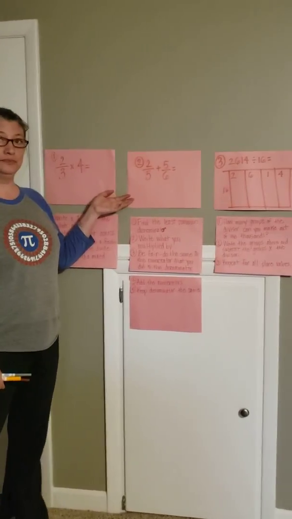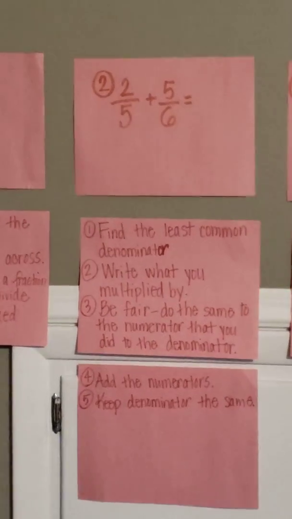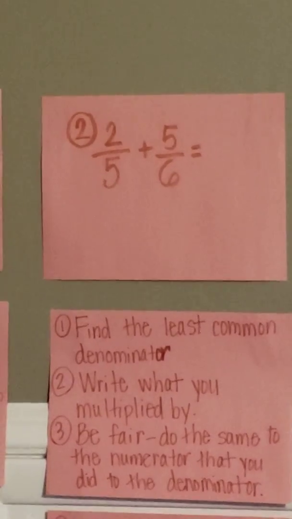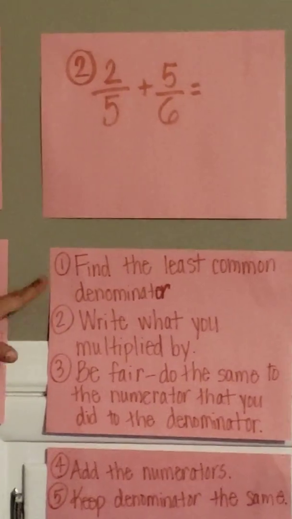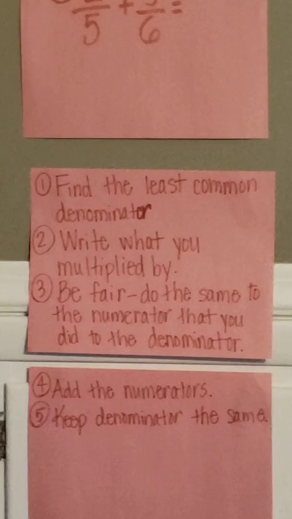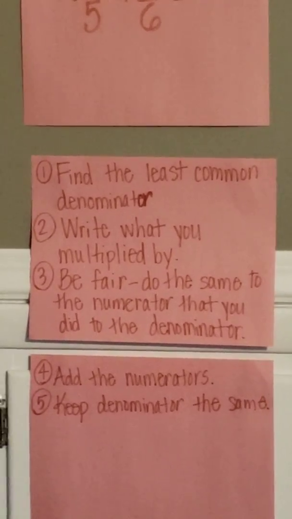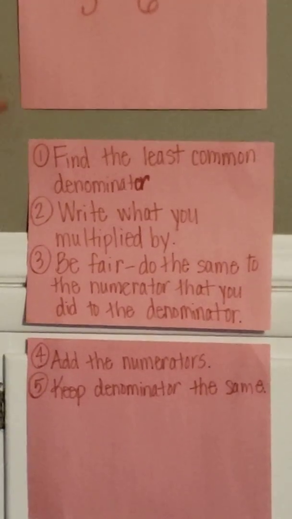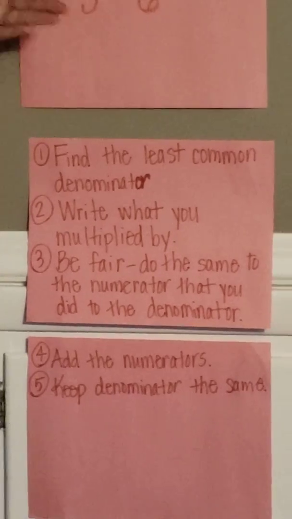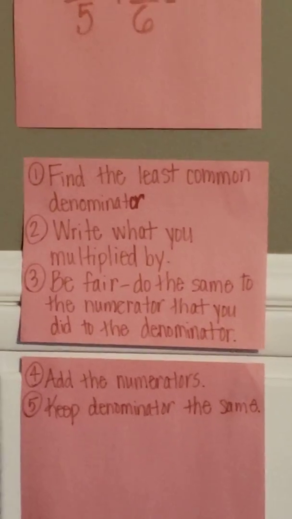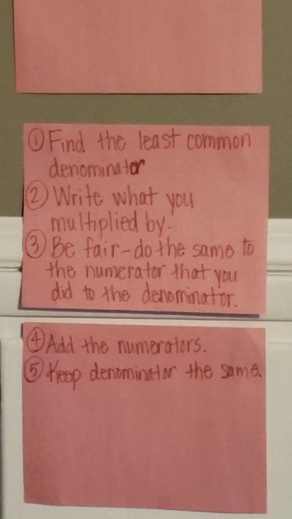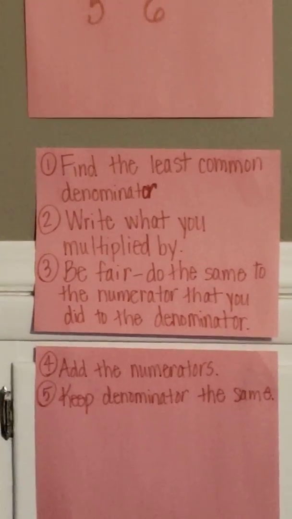Copy number 2. 2/5 plus 5/6. First, find the least common denominator. Write what you multiplied by. Be fair. Do the same thing to the numerator that you did to the denominator. Add the numerators, leave the denominator the same.